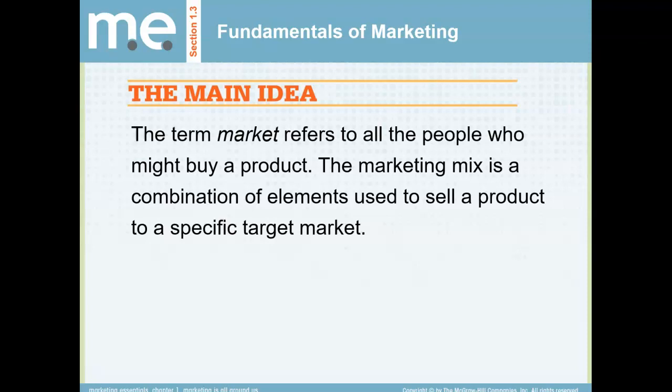So the heart of the matter here: the market refers to all of the people who might buy a product, all of the people that are alike that might buy the same product. They're all part of the market. I think something along those lines might be a test question. The marketing mix is a combination of elements used to sell a product or service to a specific market, or a specific target market. What does that mean? That is how we use the 4 P's that we touched on last week in order to actually sell a product: price, product, promotion, and place. Putting those together, the strategies we use, that's called the marketing mix.